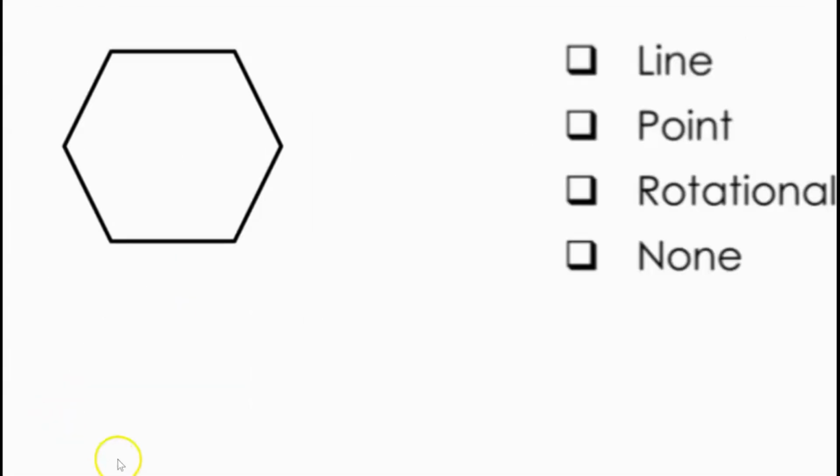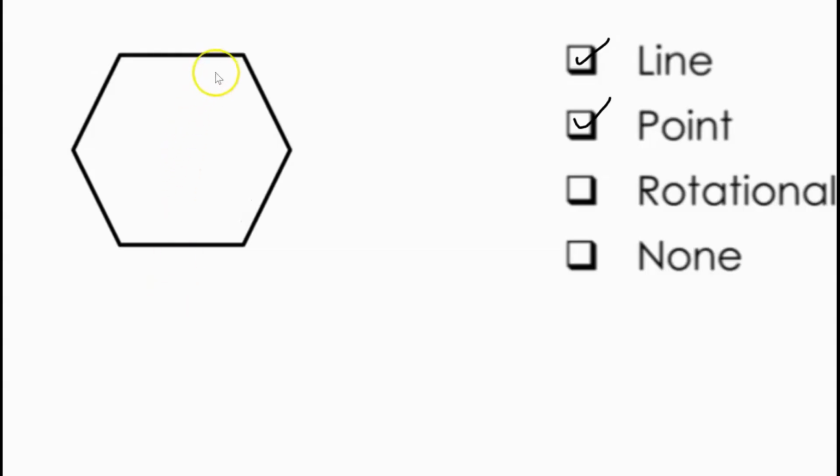All right, so first we're talking about this figure here, okay? We want to check each one of these and see if it has line, point, rotational, or none, okay? So with this one, if I draw a line and it can be folded onto itself, flipped onto itself, that means it has line symmetry. Here's another example. If I draw a line this way, I can flip it right onto itself, and that means it has line symmetry.